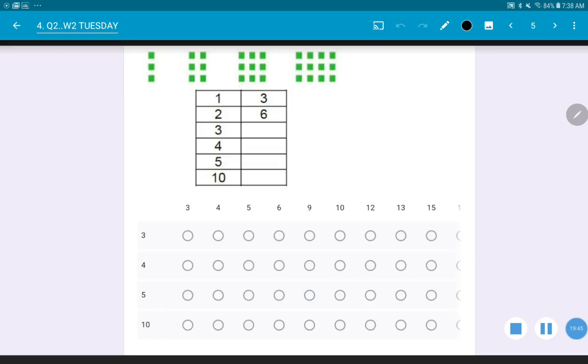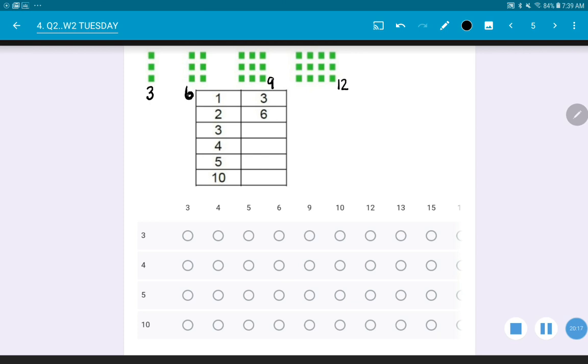All right, next we're going to look at this pattern. I know it got cut off, but the directions tell you to complete the chart and determine the rule for the pattern. What is the rule? So in this first picture, I have 3 squares in the array. Then in the next one I have 6, then 9, then 12.